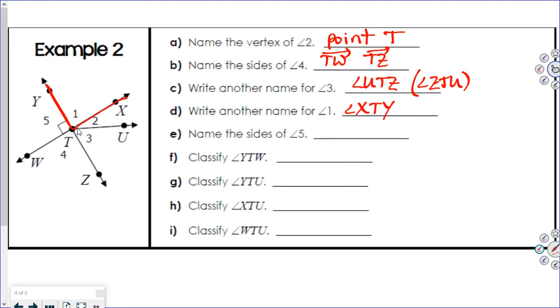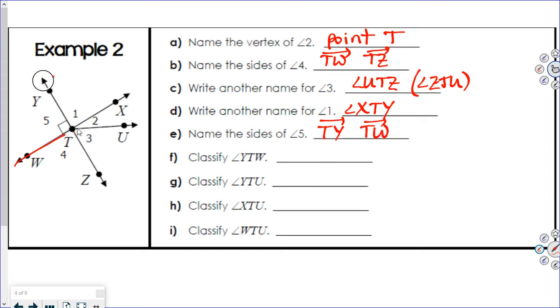And again, you could have those in the opposite order. Name the sides of angle 5. Angle 5, we're looking at T through Y, so that is one ray. And then we're also looking at T through W, so that is our other ray.